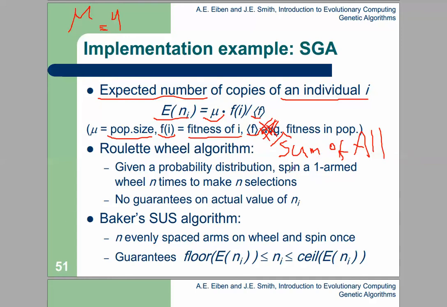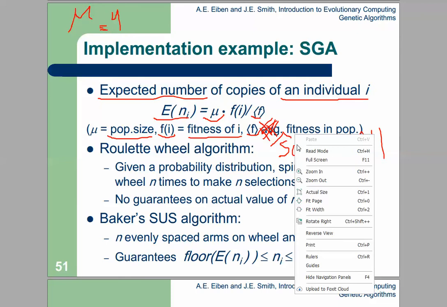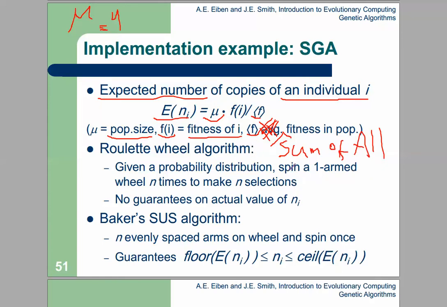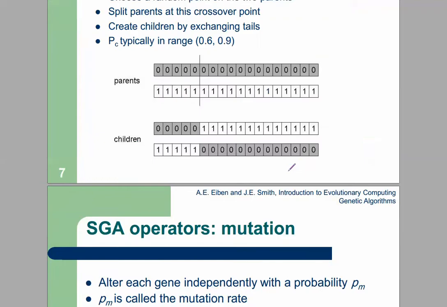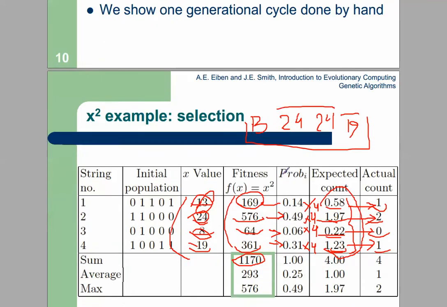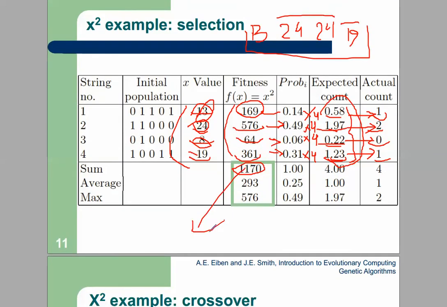So I go to the page. In this page, it is here. It is F. It is the summation of all of fitness, and you divide the fitness by the summation of fitness, then multiply by the population size. It is 4.